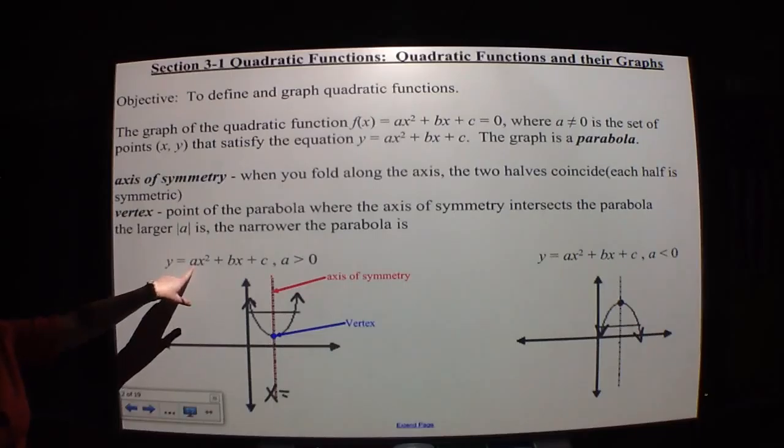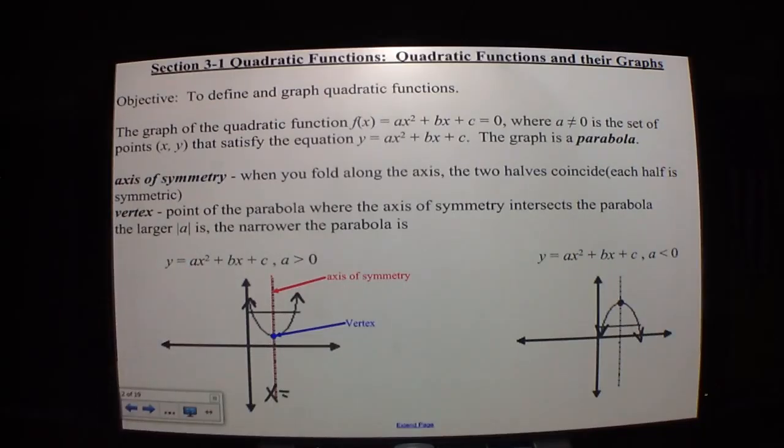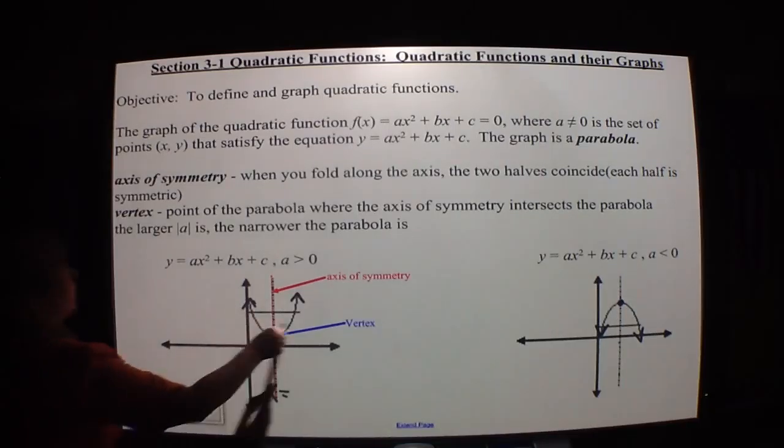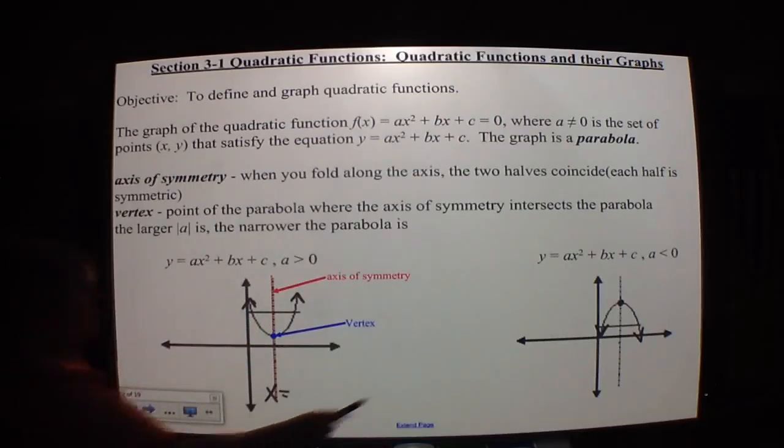As the absolute value of this a, the coefficient of x squared, gets large, the parabola gets very, very narrow. As the absolute value of a gets smaller, like a fraction 1 over 10 or something, it'll become wide. If a is positive, it'll open upward. If a is negative, it'll open downward.